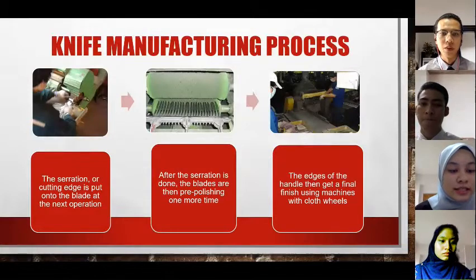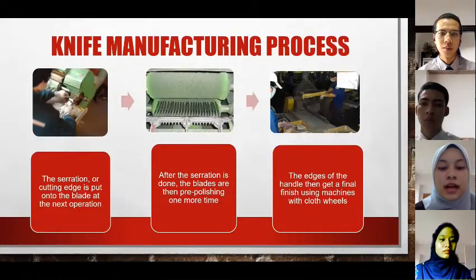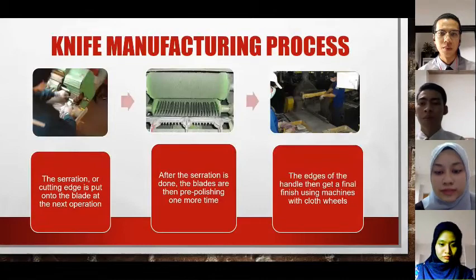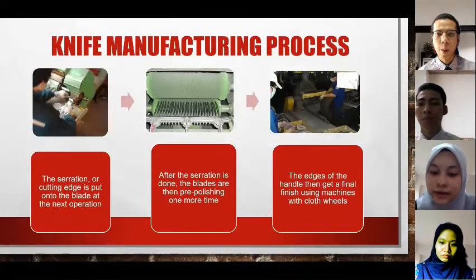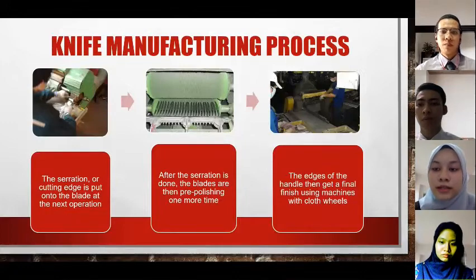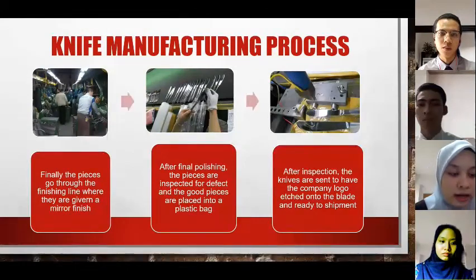Next, the serration or cutting edge is put into the blade in the next operation. After the serration is done, the blades are pre-polished one more time. Then the edges of the handle are given a final finish using a machine with a cut wheel. Finally, the pieces go through the finishing line where they are given a mirror finish.